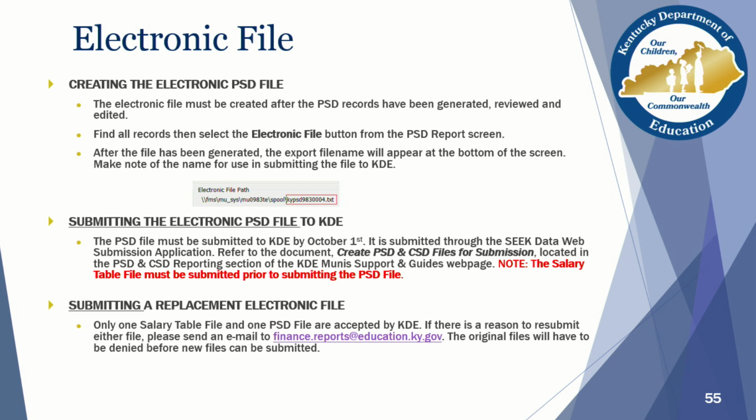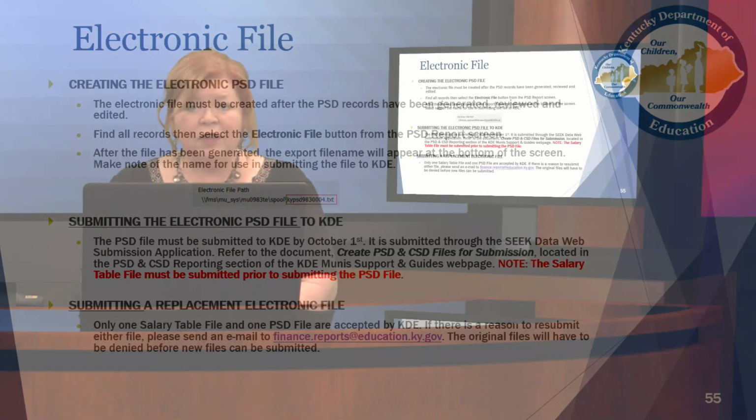And a PSD file must be submitted to KDE again by October 1st, and it is submitted through the Seek Data web submission application. And again, if you need to submit a replacement file, you need to email finance.reports@education.ky.gov so that they can deny the original file and you can submit a second file.